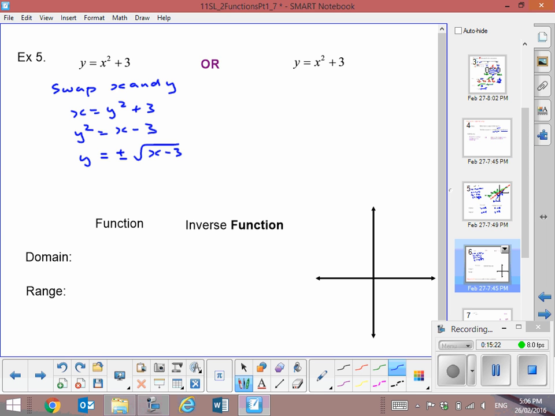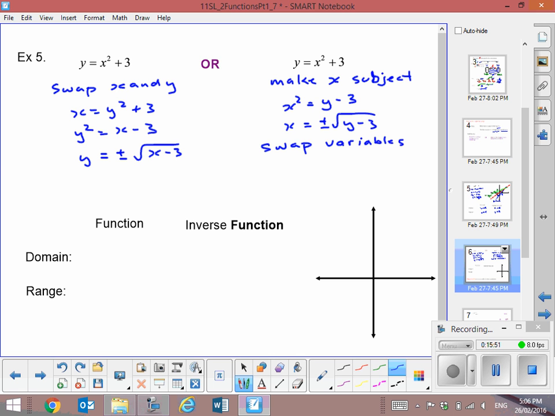Let's do it the other way. Make x the subject, then we swap. So we make x the subject. Now swap variables. So either method, whichever one you like, you can use.